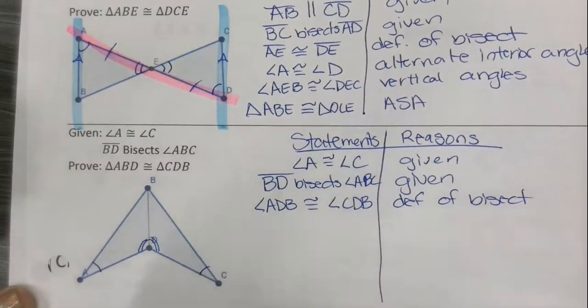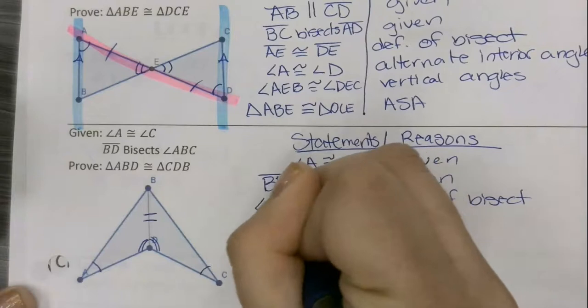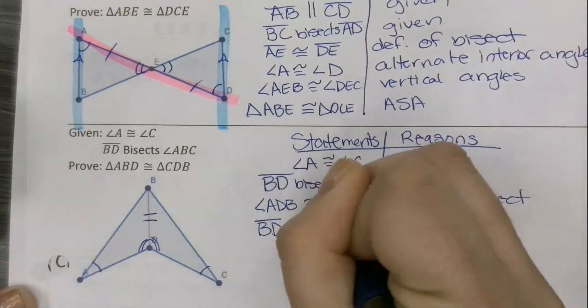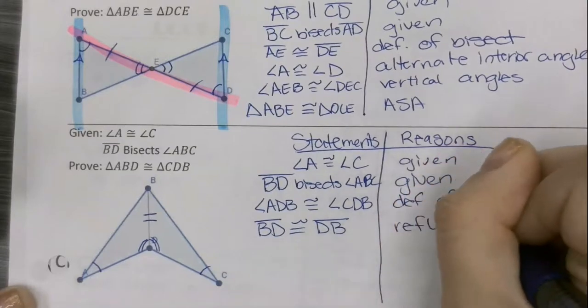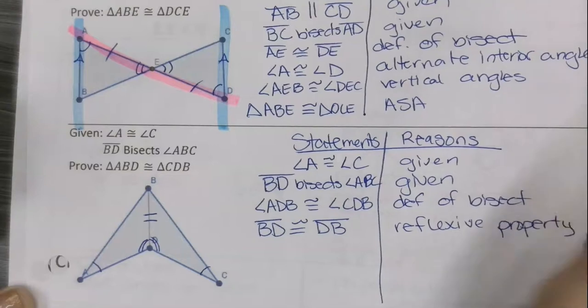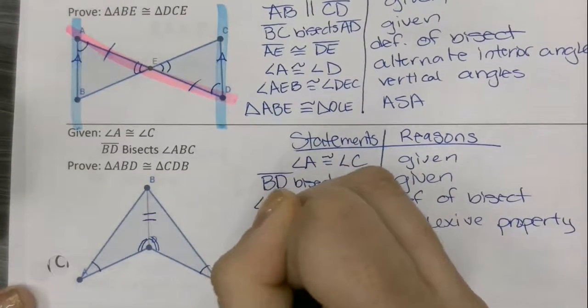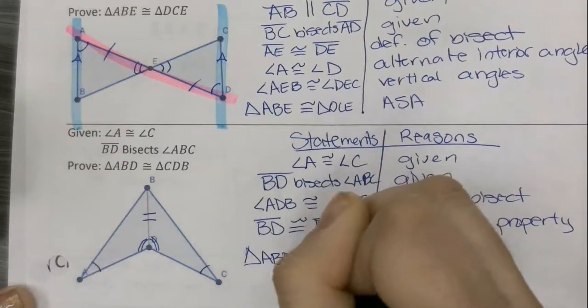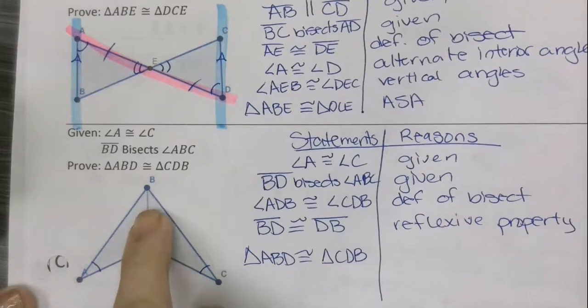Then from looking at this picture, I can tell that BD is going to be congruent to DB because it's the same line. So this is the reflexive property. Now I have three things in common with my triangles. So I can say triangle ABD is congruent to triangle CDB. And the reason would be I have an angle, and then a side.